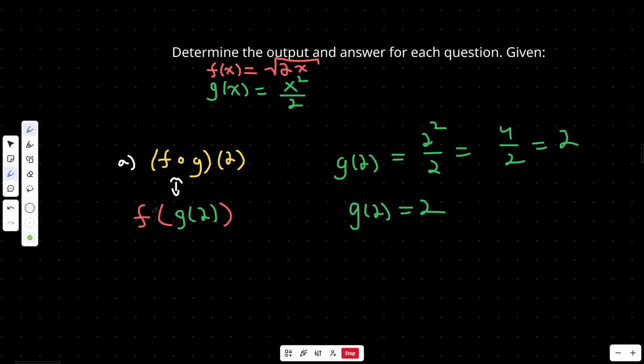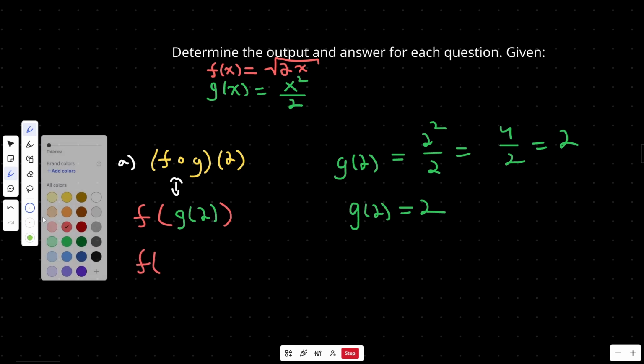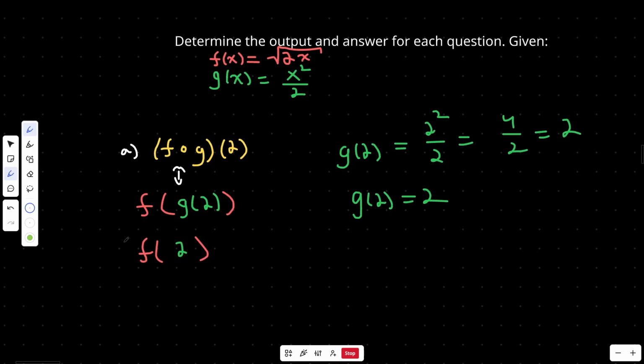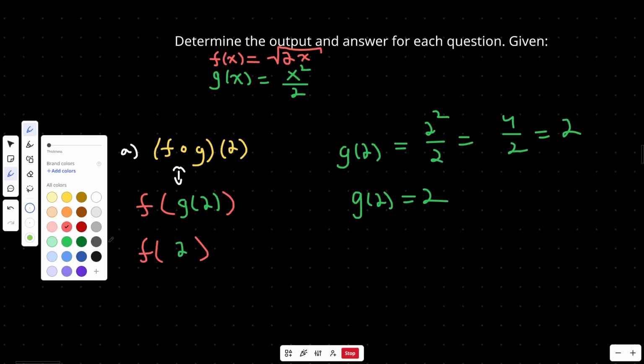Now all we have to do is plug 2 into our f function. So we can rewrite this as f of 2. All we're doing is taking the output of g of 2 and putting it into the input of f. And it's interesting, the input and output for g of 2 is the same. Let's keep going here.